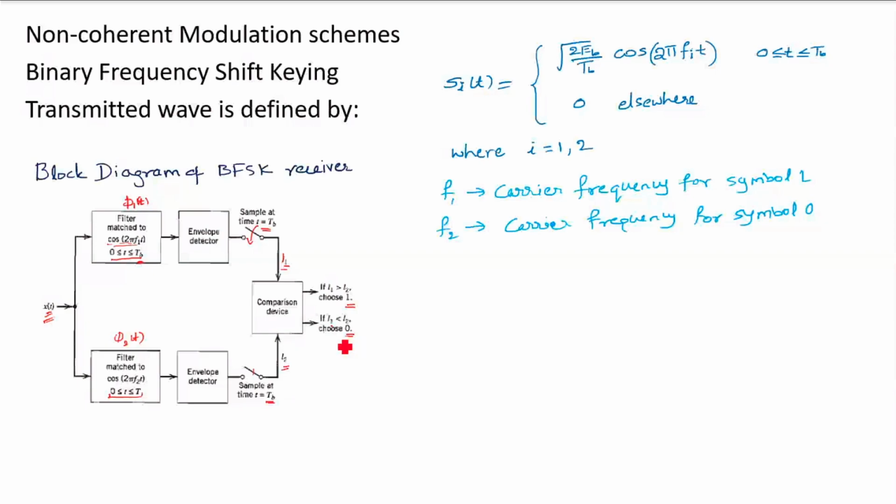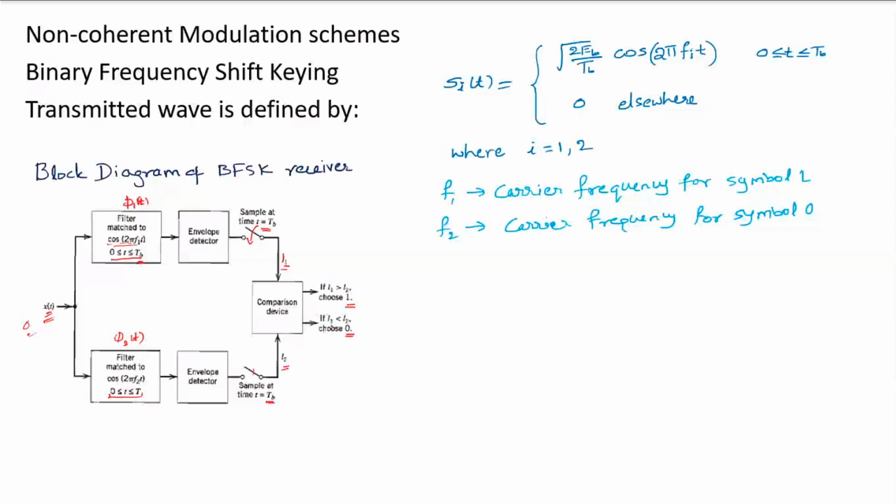If the channel is noisy and 0 is transmitted, let us say, and due to the noise you get L1 greater than L2, the receiver will decide the symbol as 1. That causes an error, and that is going to result in an error if there is more noise in the channel.